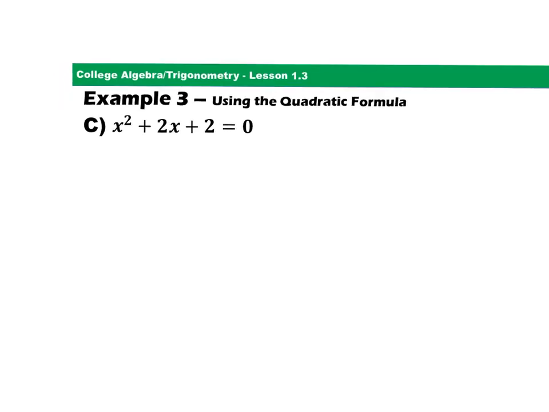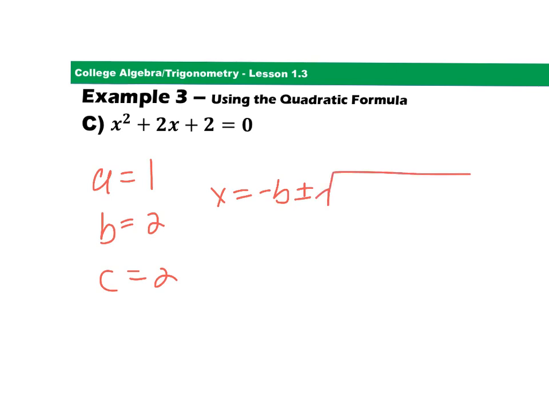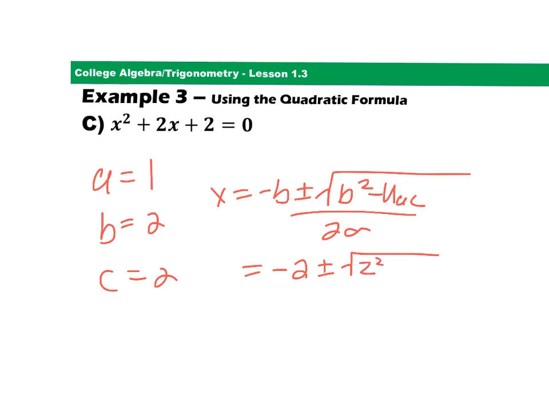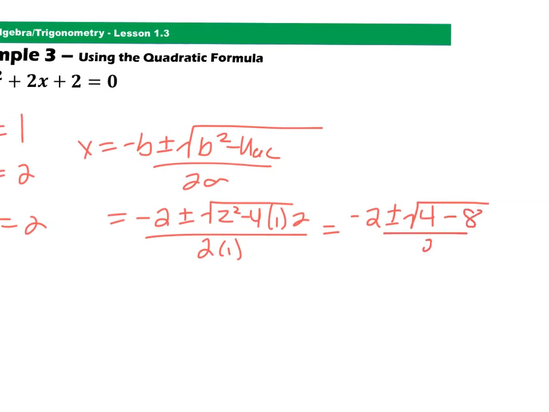Good. All right. Quadratic formula again. A is what? 1. B is 2. And C is 2. Everything's on one side, right? I don't have to move anything. We're good to go. So I have x equals negative b plus or minus the square root of b squared minus 4ac all over 2a. Yes? Okay, so I have negative 2 plus or minus what? 2 squared minus 4 times 1 times 2 all over 2 times 1. Okay. So negative 2 plus or minus, what's 2 squared? 4. What's negative 4 times 1 times 2? Negative 8 all over 2.